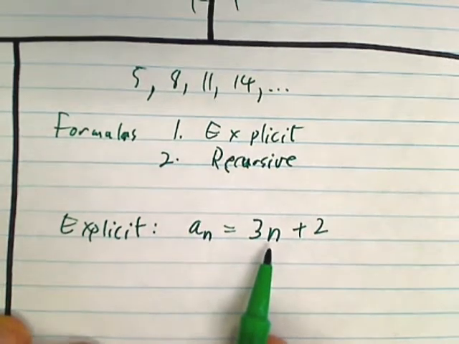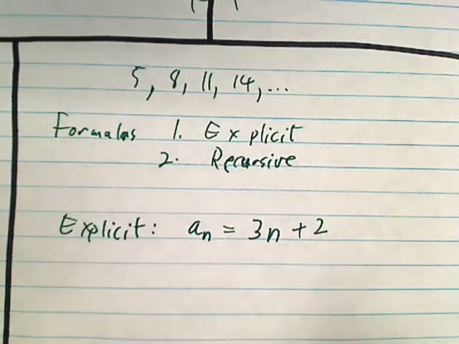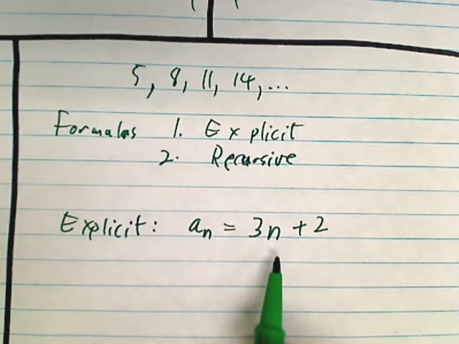So now I can use this formula to find the millionth term. If you put in a million for n, 3 times a million is 3 million, plus 2, 3 million and 2. So this is an explicit formula. It allows me to directly find any term.